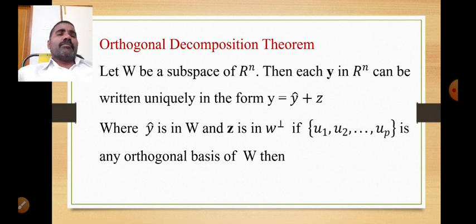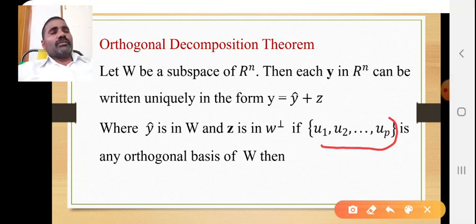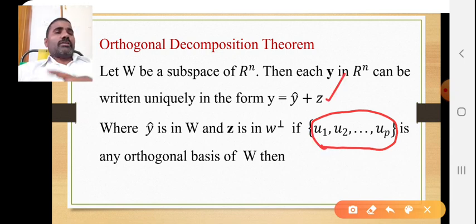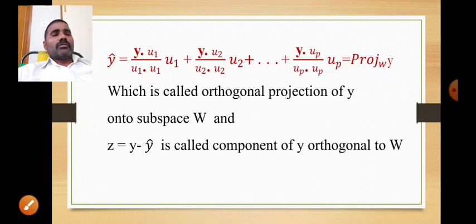That means y cap is an element belonging to W. W is spanned by all these vectors. That's why every linear combination of these vectors is perpendicular to the vector z. Not only y cap, every linear combination of these is perpendicular to z, and y equals y cap plus z is unique. This is the orthogonal projection of a vector onto a subspace W.